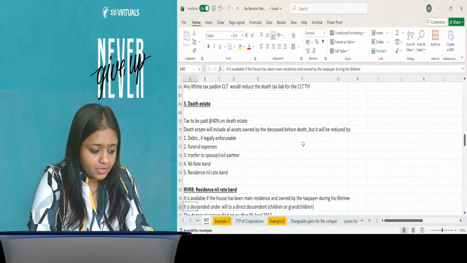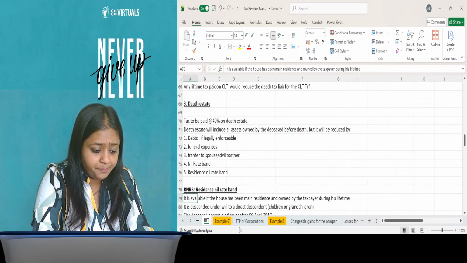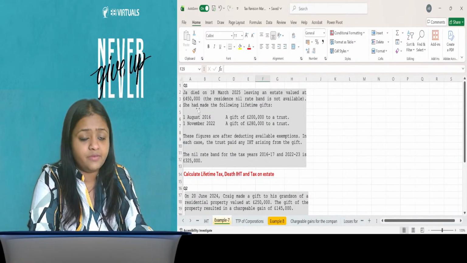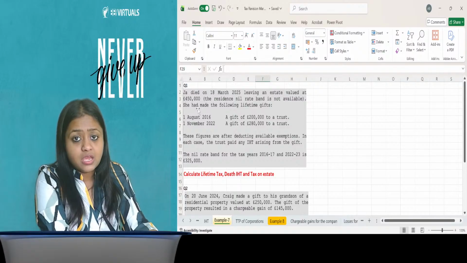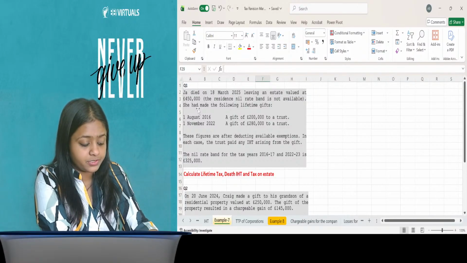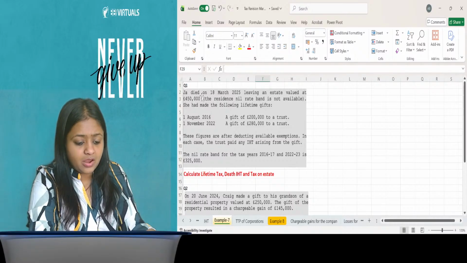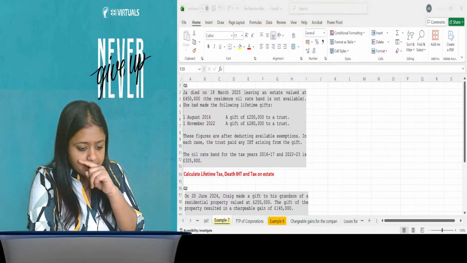Okay. I think I can take the example now, and I will cover the lifetime tax and death IHT, and then we will cover the tax on death estate. Okay. So let's just read till this point. Allow me a minute. Just give me 1 minute.